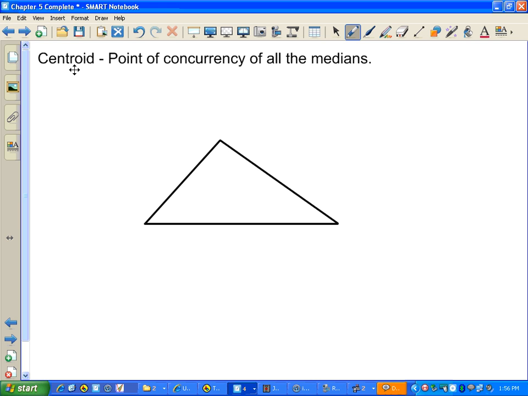It's more what we would think of as the actual center of the triangle. It works as a balance point, actually. So if I had a real triangle and I found the centroid of it, I could balance it on the head of my pencil or the head of a pin, and it would balance perfectly.